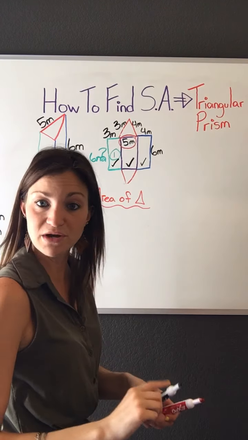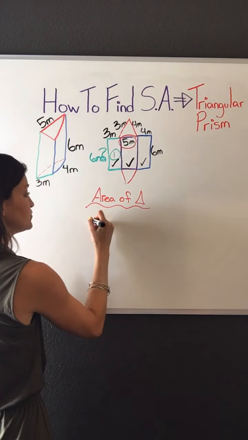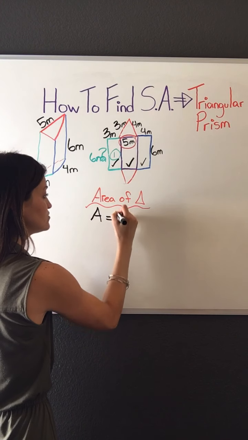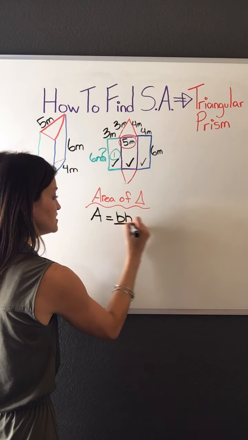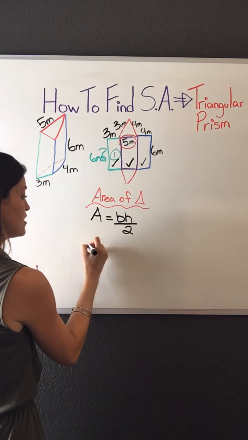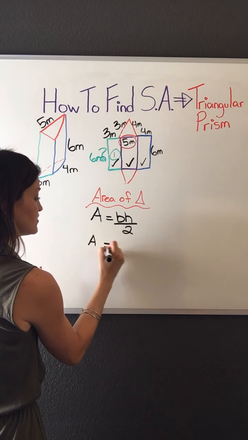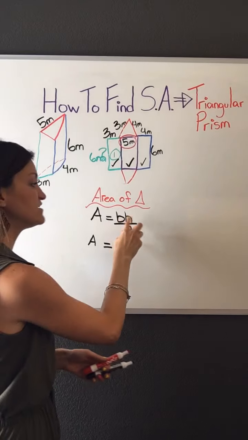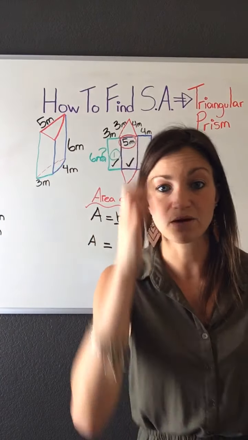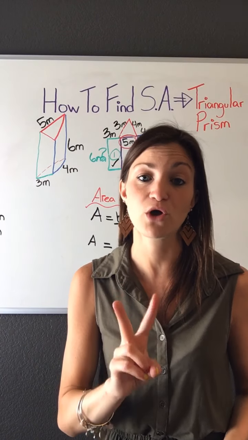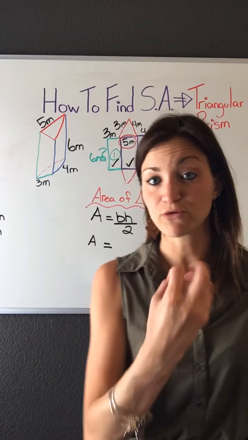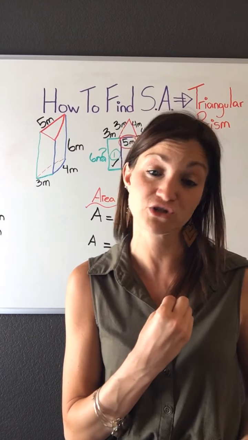Once again, you can use whatever formula you want. I'm going to use area equals base times height divided by 2, okay? Bring down your A, bring down your equal sign. Now, base and height, there's 2 letters there, which means 2 variables, 2 unknowns. So I need to pull out 2 pieces of information from that triangle.